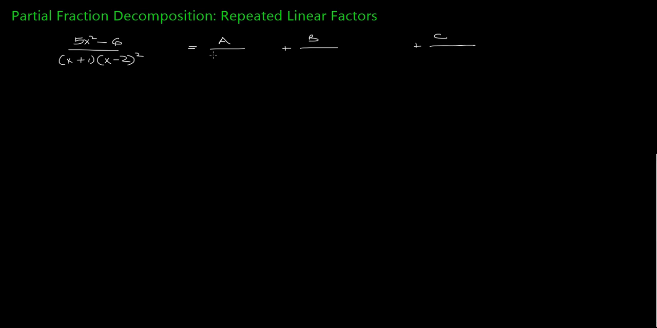So let's start by giving the first constant x plus 1. The second constant will be x minus 2. And the last one is x minus 2 raised to the power of 2. If you don't know why we are doing this, please watch the previous video for your understanding. So the common denominator is x plus 1, x minus 2 squared.